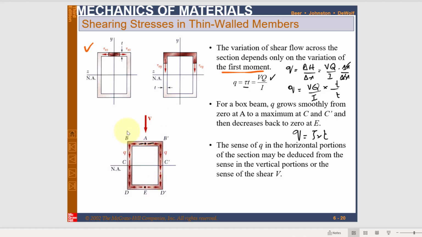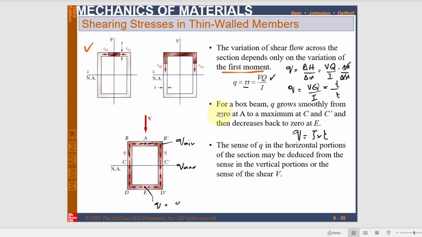Now the shear flow at point A is 0, and it is increasing and moving toward point C dash, where the shear flow will be maximum at the neutral axis. It will be minimum over here, and again at point E, q will be equal to 0.